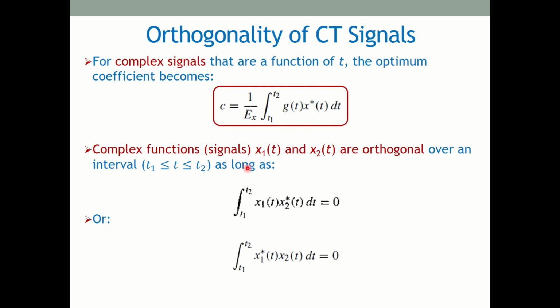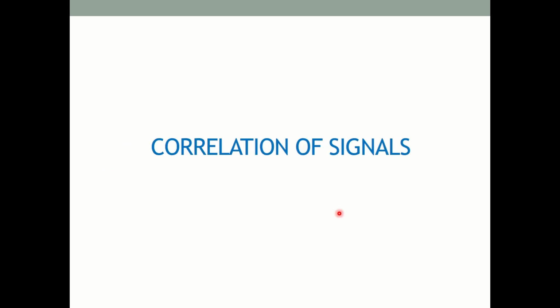So complex functions, signals x1(t) and x2(t) are orthogonal over an interval t1 to t2 as long as we get this result. So if this one gives us a value of 0, then we should know that x1 and x2 are orthogonal, right? Because the integral of these terms will give us a value of 0.